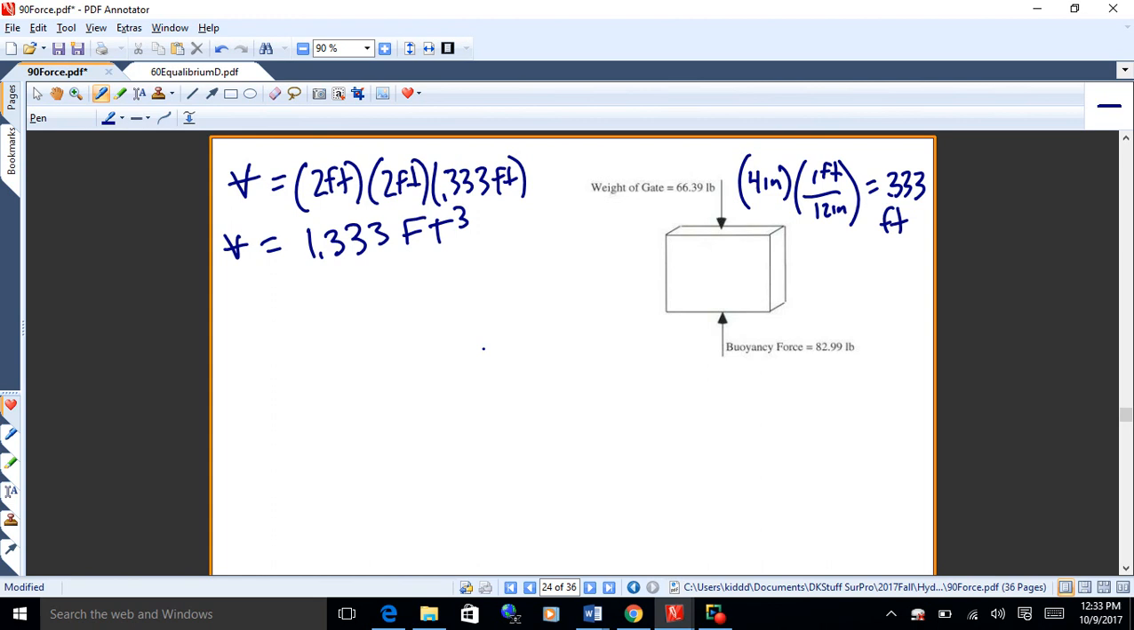All right, now what that gate has done is move that much water out of the way when it's underwater. So that water is trying to come back into that volume there. So there's a force exerted on the gate equal to the weight of the water that's been moved out of the way. What you do is take the volume of water that's been displaced and multiply it by the density. So why don't you do that next? Find the force of the water coming in, which is the weight of the water that's been displaced. Take the volume times the density, and you'll come up with that.